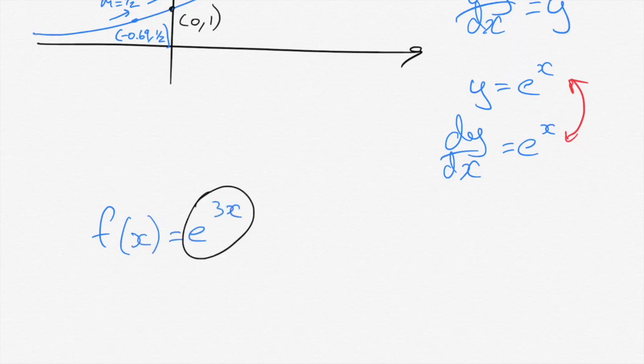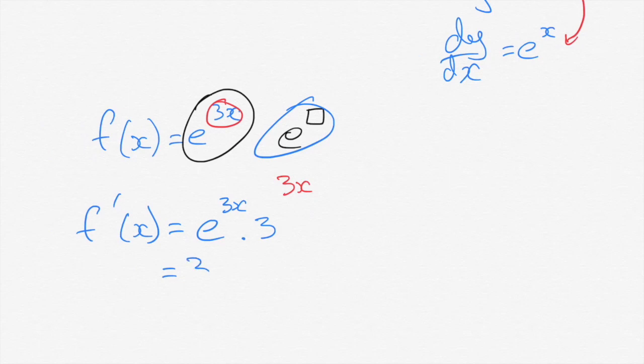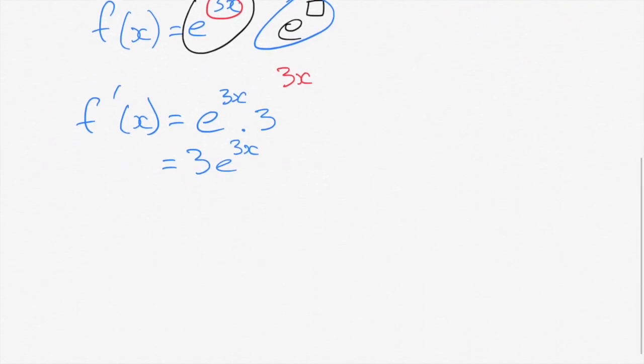Well, let's think about this as the outside function of e to the power of something and the inside function as 3x. Thus, the chain rule tells us it's the derivative of the outside function keeping the inside the same. Since the outside function is e to the power of, the derivative is exactly the same, remember? That has to get multiplied by the derivative of the inside function, so e to the 3x times 3, which we usually write as 3e to the 3x. I'll do one more example.